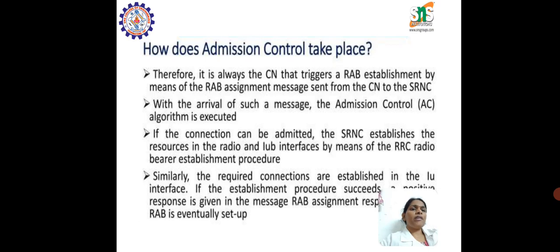So therefore, it is always the CN that triggers a RAB establishment by means of RAB assignment. That is, the message is sent from the CN to the SRNC. With the arrival of such a message, the admission control algorithm is executed. If the connection can be admitted, the SRNC establishes the resources, that is the radio resources, and its interfaces by means of the RRC radio bearer.